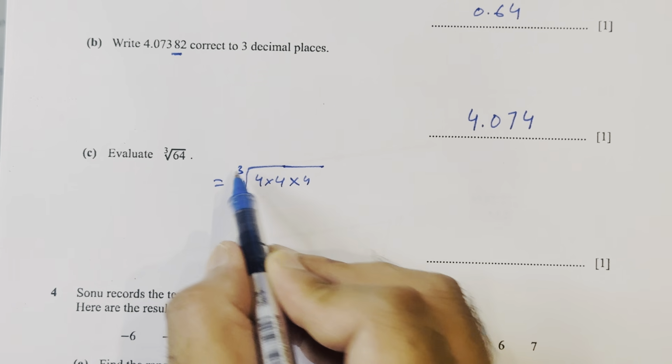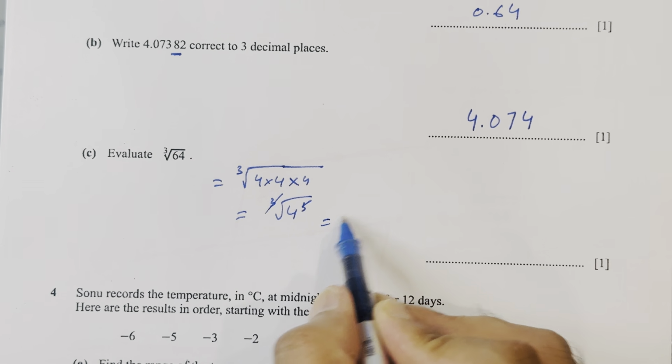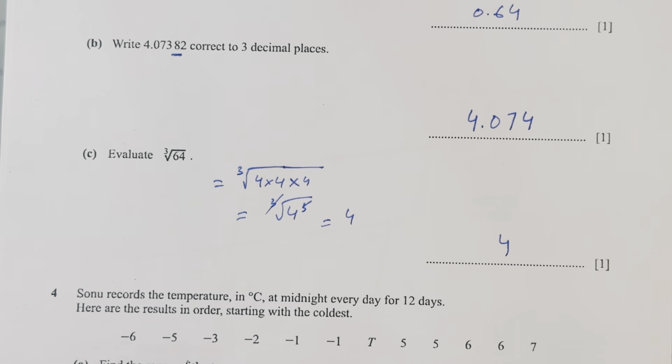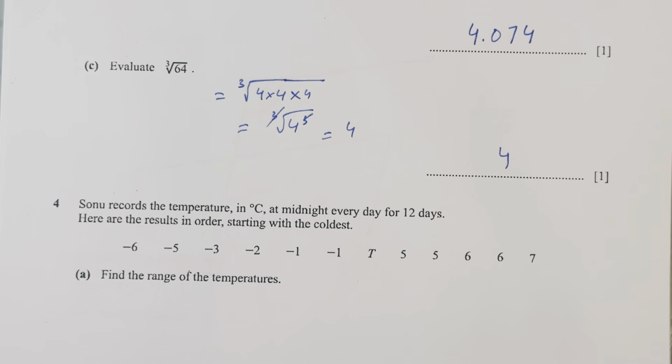64 is the cube of 4. So I'm going to solve it like that. The answer would be 4. Again, this was a simple question. Now we will move to question number 4.